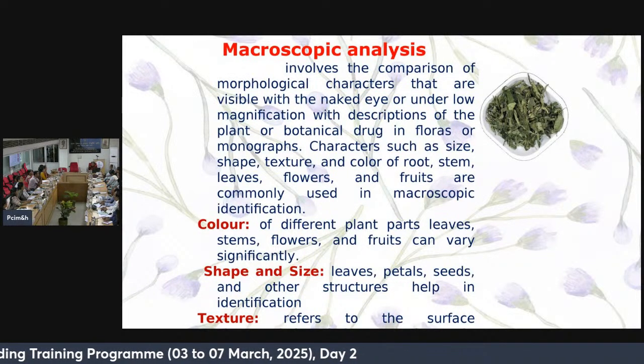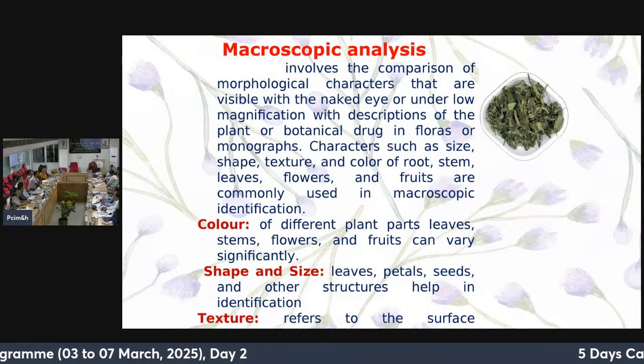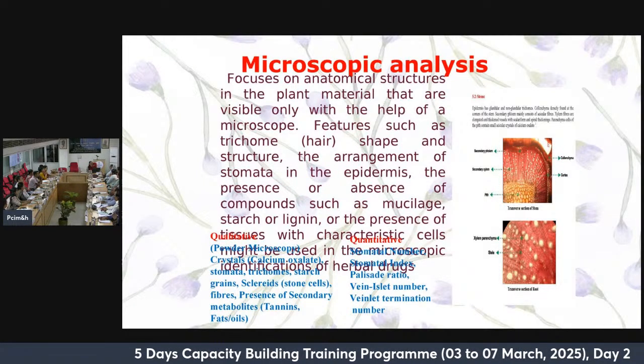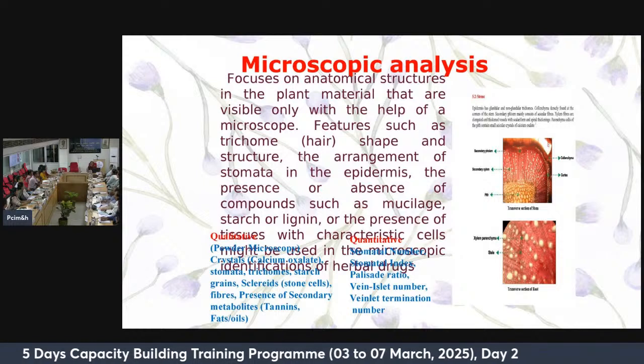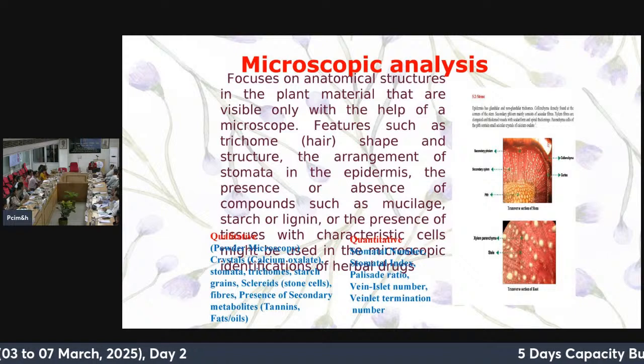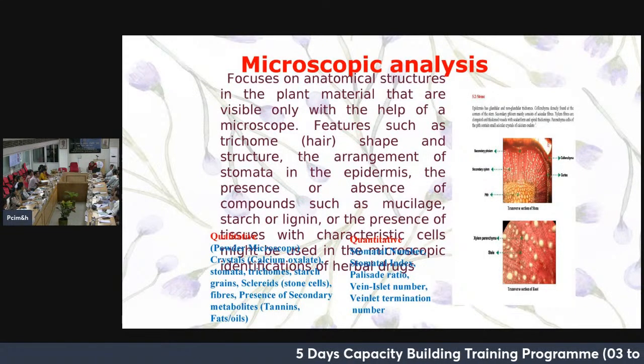The second step is the microscopy, which has already been discussed in detail. Basically we use it for powder. If the material is in powder or crumbled form, it is very hard to identify the material by its macroscopic features. At that time we go through the microscopic study and basically the powder study.